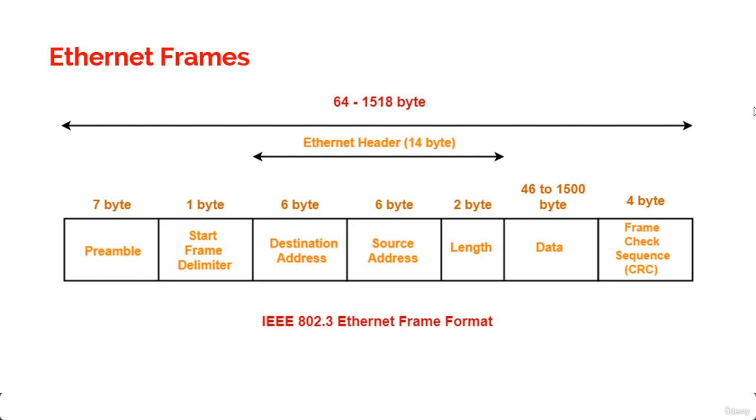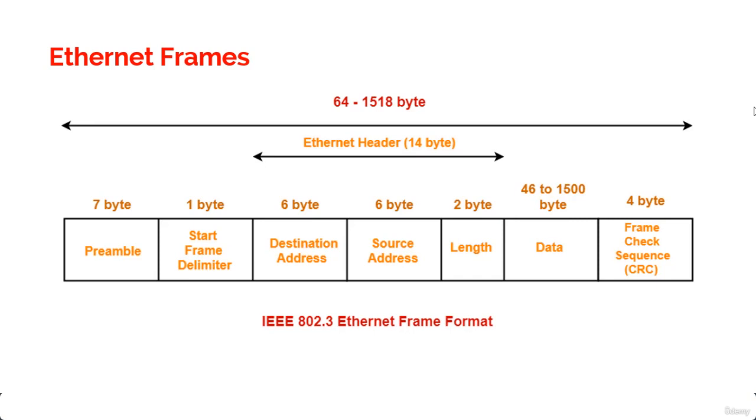Then comes the source address. The source address is a 48-bit MAC address used to specify the transmitting device, and it uses the LSB first, that is the least significant bit. Broadcast and multicast address formats are illegal within the source address field.